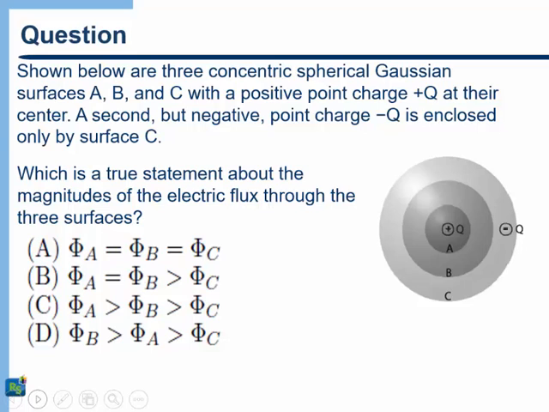Let's look at this one. Shown below are 3 concentric spherical Gaussian surfaces, A, B, and C, with a positive charge plus Q at the center. A second but negative point charge, negative Q, is enclosed only by surface C. Which is a true statement about the magnitudes of the electric flux through the 3 surfaces? So go ahead, pause the video, and figure this one out.